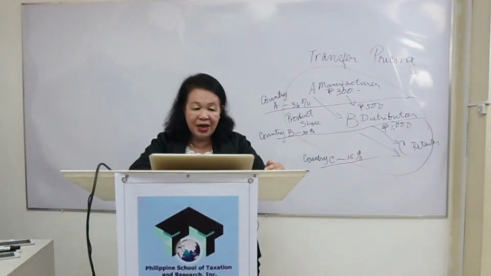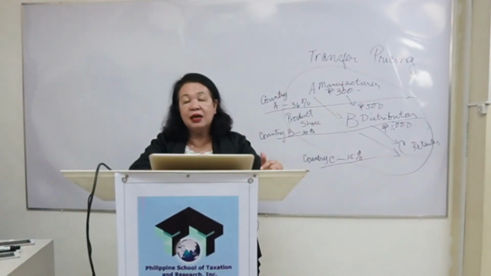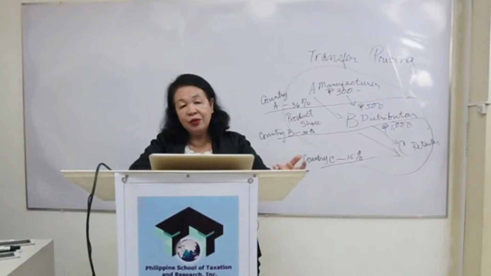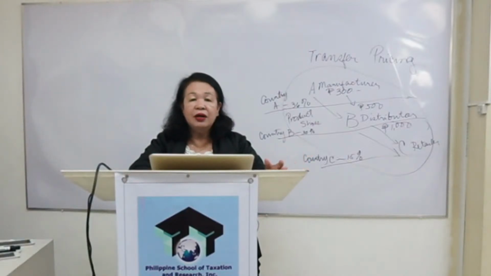Kasi halimbawa, group of companies yan. Yung iba na sa Europe, yung iba na sa US, yung iba na sa Africa, yung iba na sa China, yung iba sa Thailand or sa Asia, no? Iisa lang yung kanilang operations, halimbawa, pero present sila all over the world. No? So, paano itatax yung bawat isa?